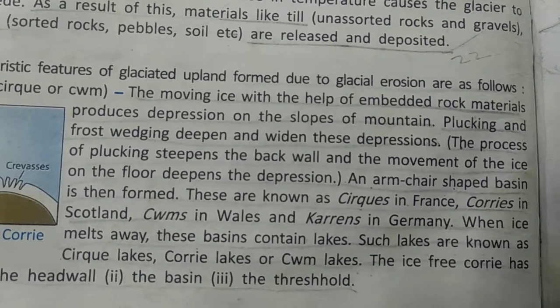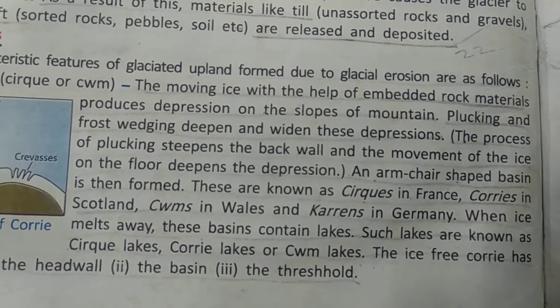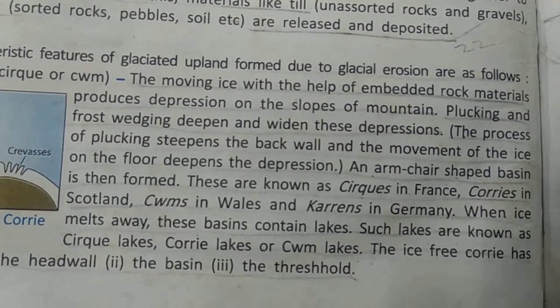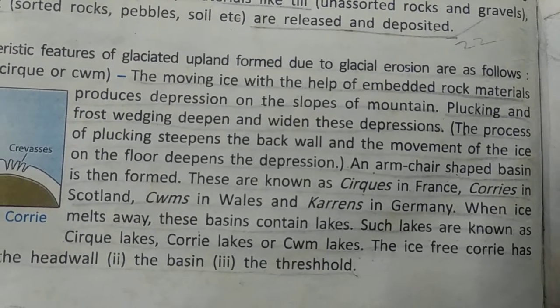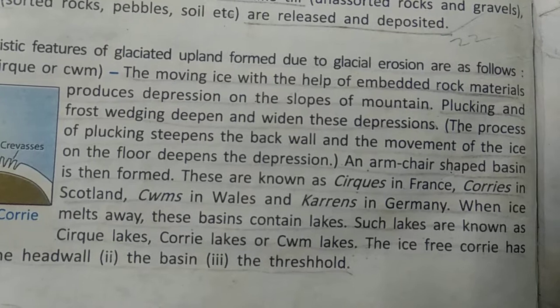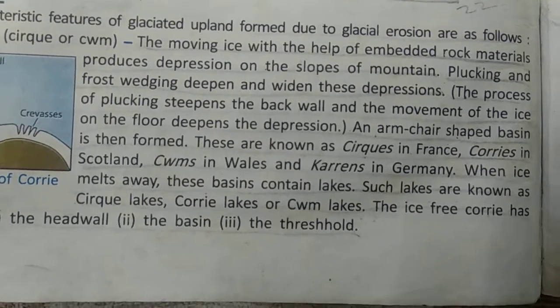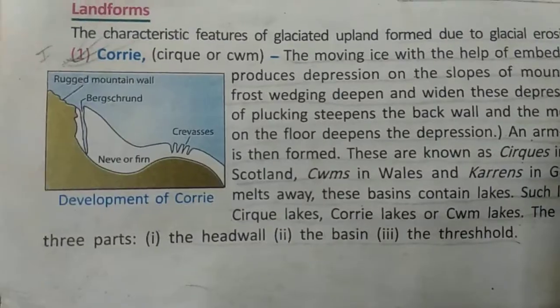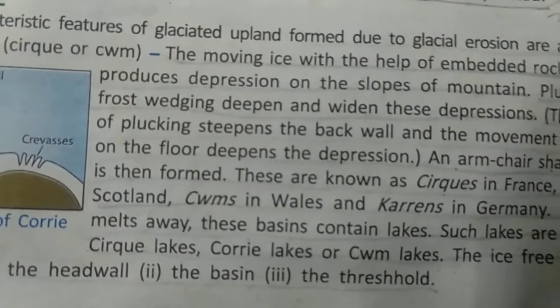These are known as cirques in France, corries in Scotland, cwms in Wales and kars in Germany. When the ice melts away, the basin contains lakes. Such lakes are known as cirque lakes, corrie lakes, and cwm lakes. The ice-free cirque has three parts: the headwall, the basin, and the threshold.